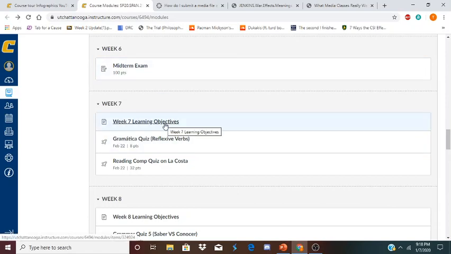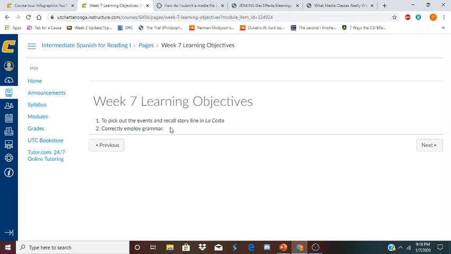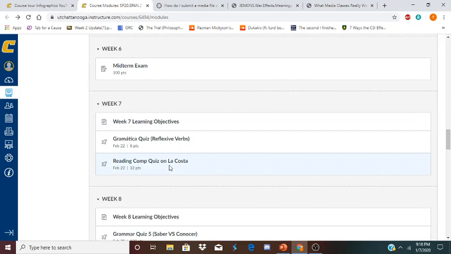Week 7, you have the learning objectives, which I'll show here. Pick out events and recall the storyline in La Costa, and correctly employ grammar in said story. And we have a reading composition quiz on La Costa.